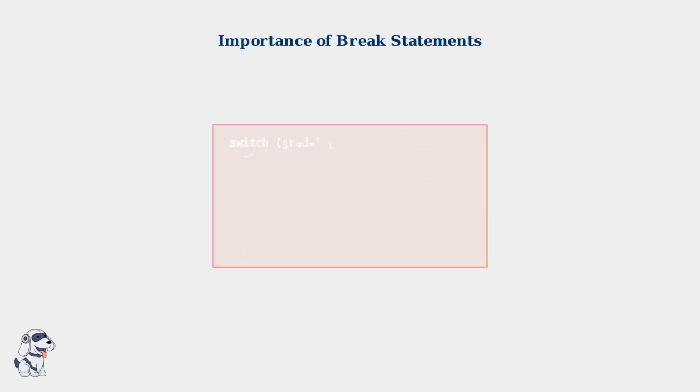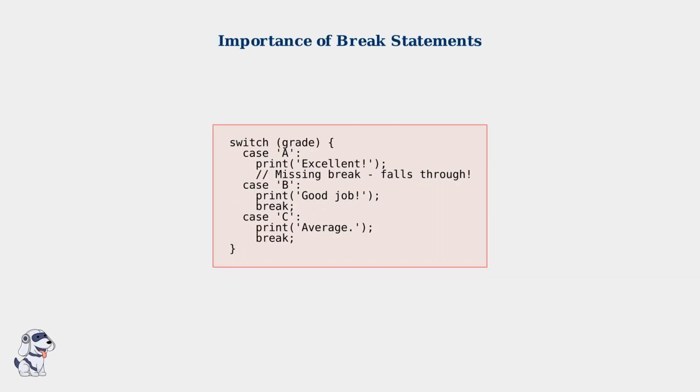Without break statements, the code will fall through to the next case. If grade is A, it will print "excellent," and then continue to execute the B case as well, printing "good job." This is usually not the desired behavior.